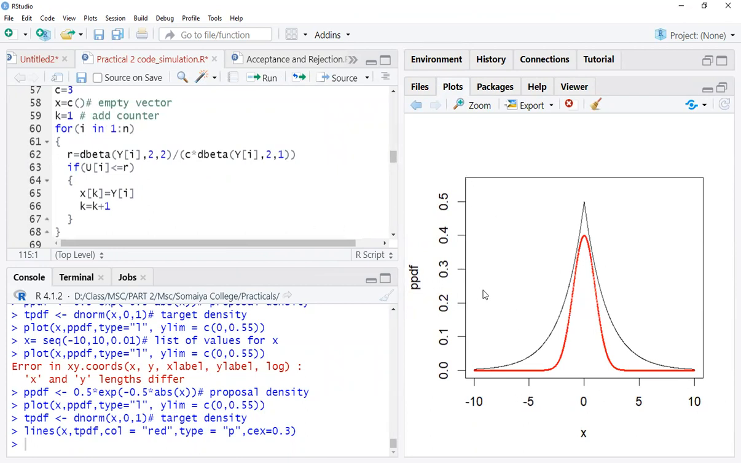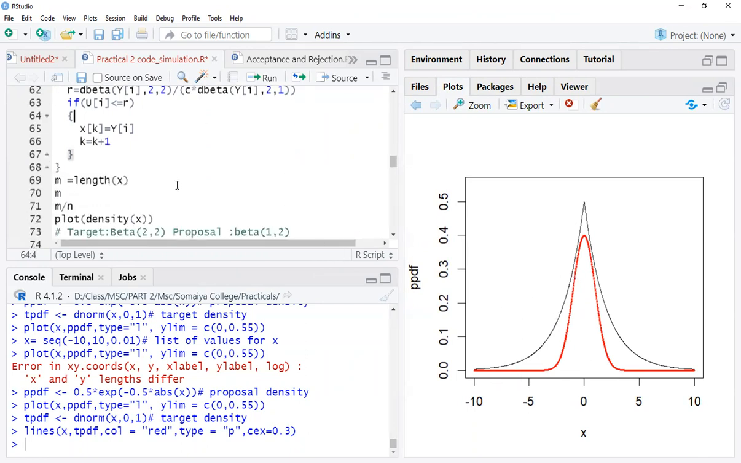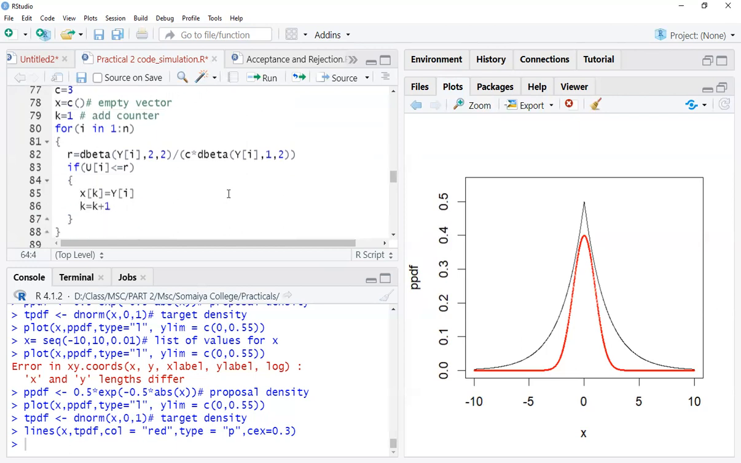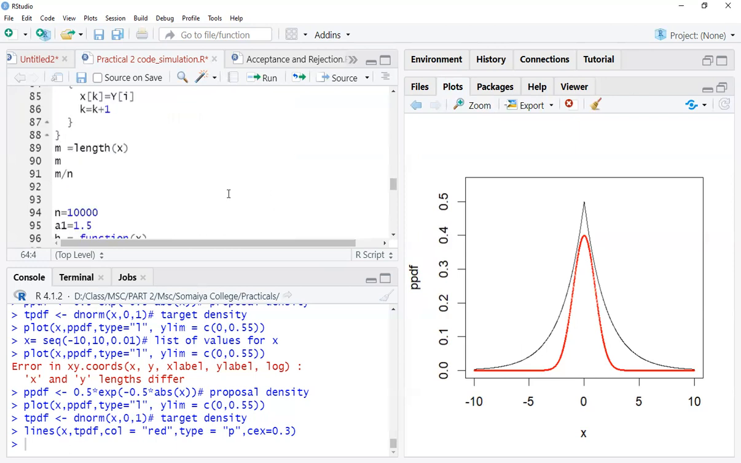But at least for this problem it is a little matching, though we are not sure whether it will give you an acceptance probability of more than 50 or more than 70% or not. If it is more than 60, that means it is good, meaning the proposal we have considered is good and related to your target.